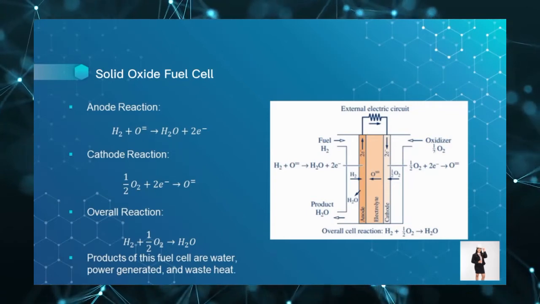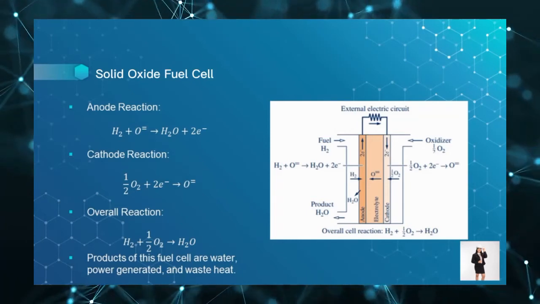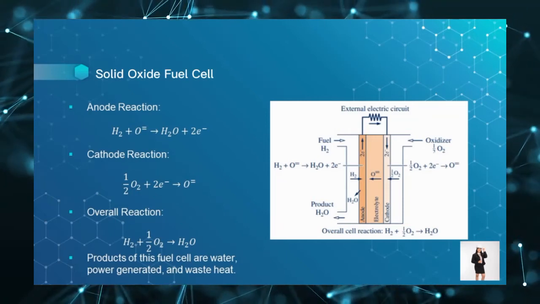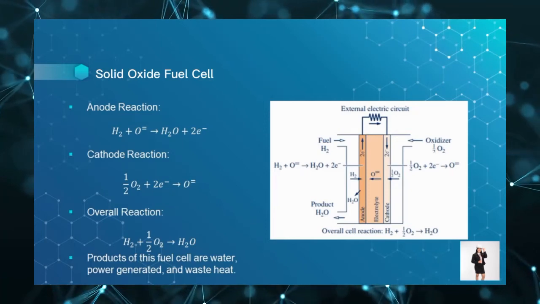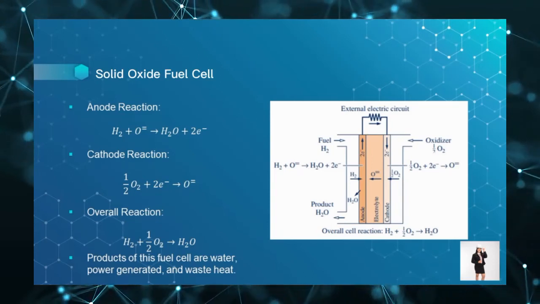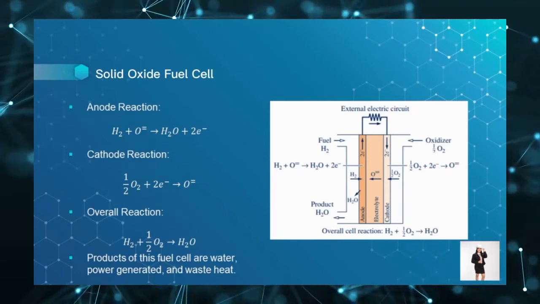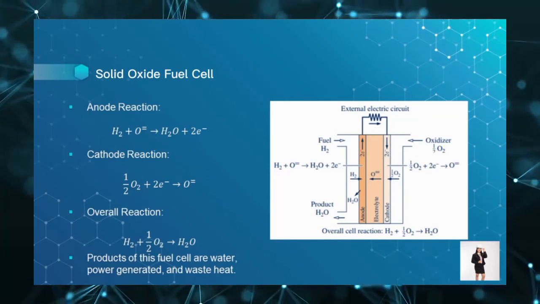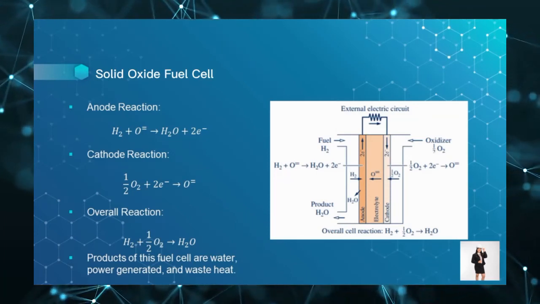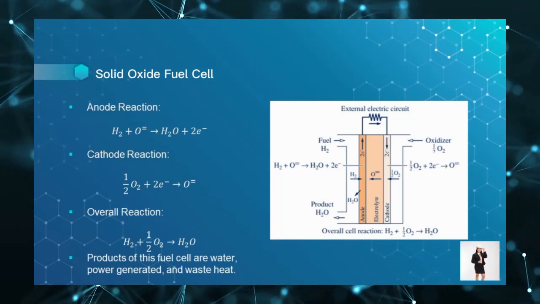Another type of fuel cell is the solid oxide fuel cell. This schematic is an example of a solid oxide fuel cell which operates with hydrogen as the fuel and oxygen as the oxidizer. At the cathode, oxygen reacts with electrons to produce oxygen ions that migrate through the electrolyte to the anode. At the anode, oxidation produces water and electrons. Water serves as a product, while the electrons pass through the external circuit, creating a flow of electricity. Then it goes to the cathode, reacting with oxygen. The only products of this fuel cell are water, power generated, and waste heat.